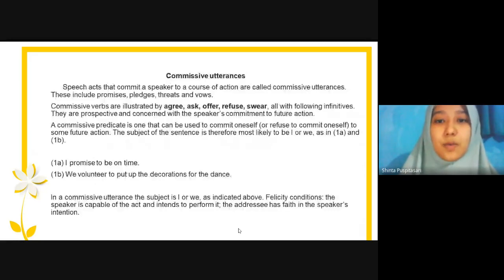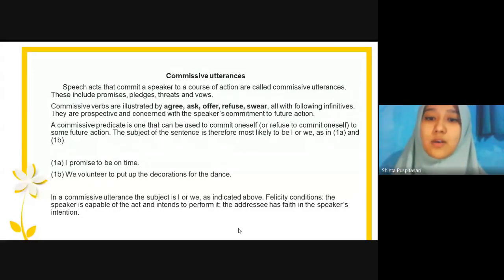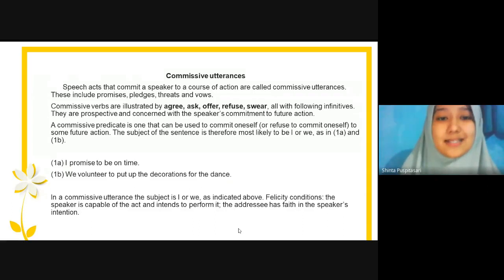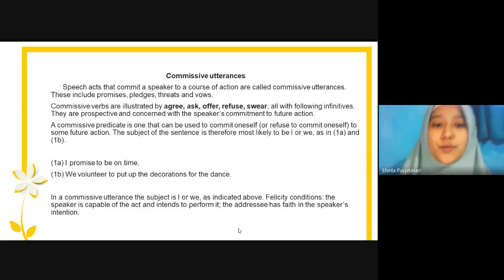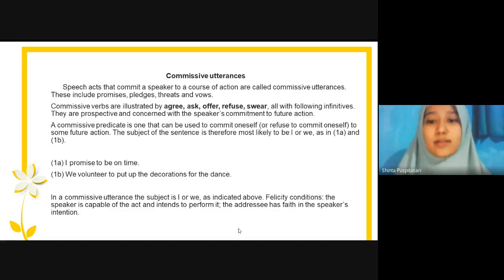This is the commissive utterance. Speech acts that commit a speaker to a course of action are called commissive utterances. These include promises, pledges, threats, and vows. Commissive verbs are illustrated by agree, ask, offer, refuse, swear, all with following infinitives. They are prospective and concerned with the speaker's commitment to future action. A commissive predicate is one that can be used to commit oneself or refuse to commit oneself.